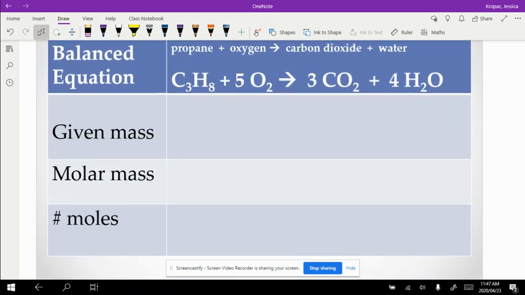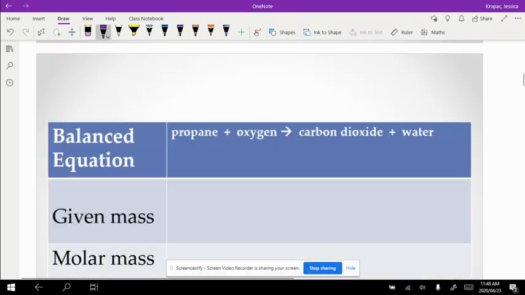Our next bit of information is we want to go through and read the question and figure out what information was given to us. We were given one number, and that one number was the mass of propane. So I'm going to write that right underneath propane here. So my given mass was 15 grams. That's the only thing I was given in this question. The other important part of stoichiometry that you need to figure out is what it's actually asking you about. So let's go back to the question and see what we're actually being asked.